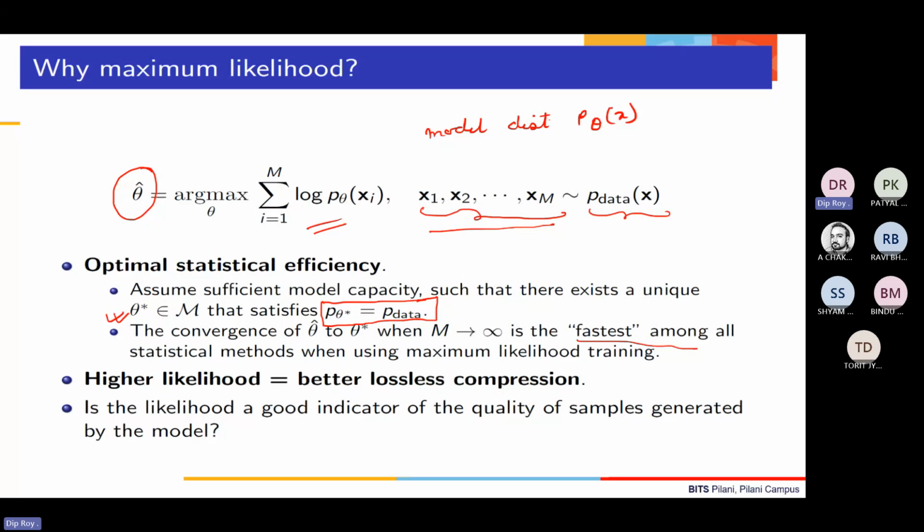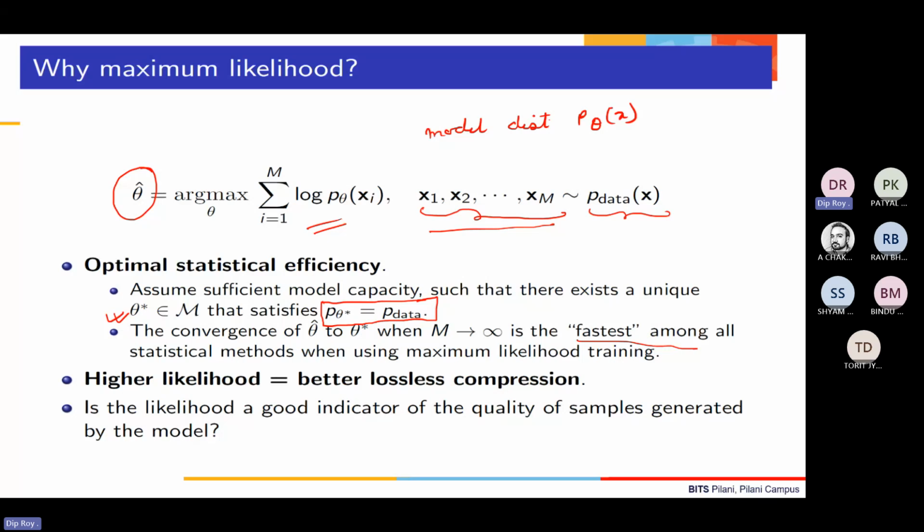So what exactly do you mean by optimal statistical efficiency? It means that if our model is correct, that is the base assumption. We are assuming that our model is correct, that it has sufficient capacity and all those things. How that is possible is a different story. If our model is correct, maximum likelihood learns the true parameters as fast as theoretically possible.